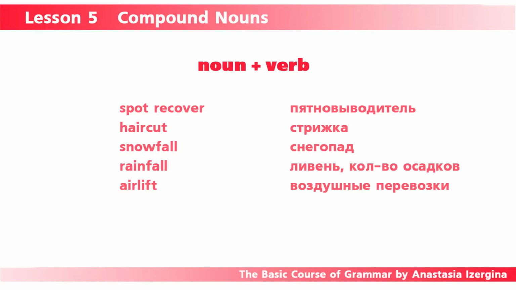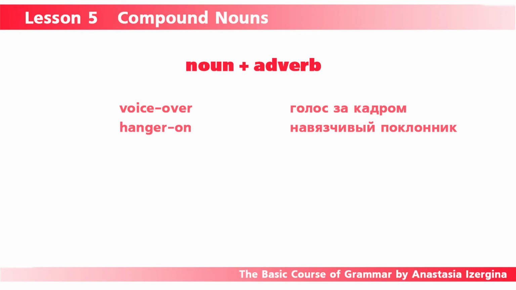But make sure, just look them through again and try to see what the different roots are and what is the meaning of each root which is coming into the structure of those compound nouns. Next formula is noun plus verb, when we have a noun coming first and a verb at the end of our compound word. So those are words like spot recover, haircut, snowfall, rainfall, airlift.